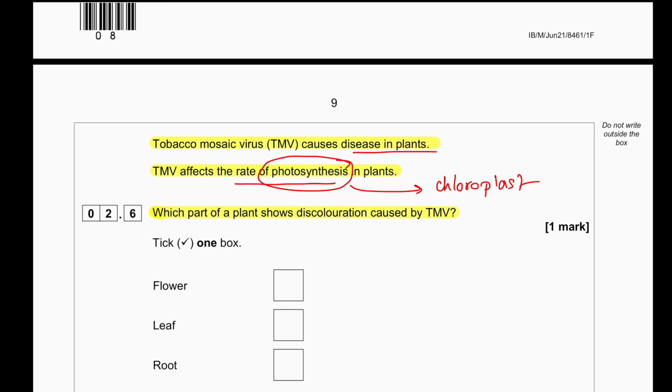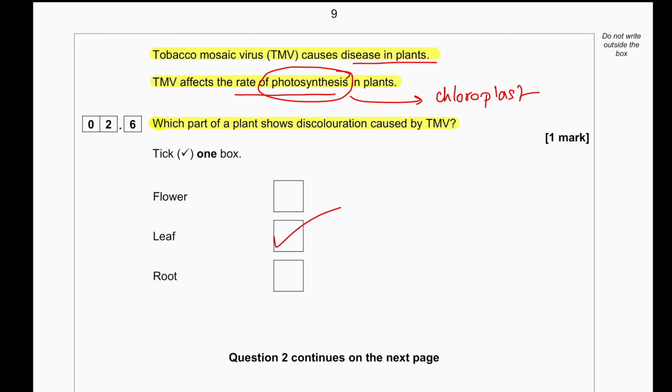So if the chloroplast or the chlorophyll is damaged, then obviously the leaf is damaged, because the leaf contains chlorophyll or the chloroplast. Flower or the root does not contain chloroplast for photosynthesis.